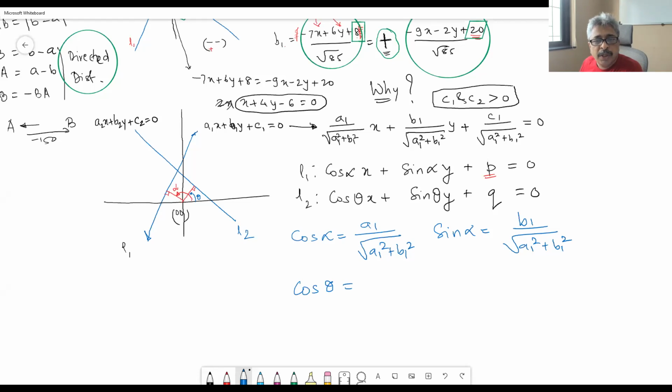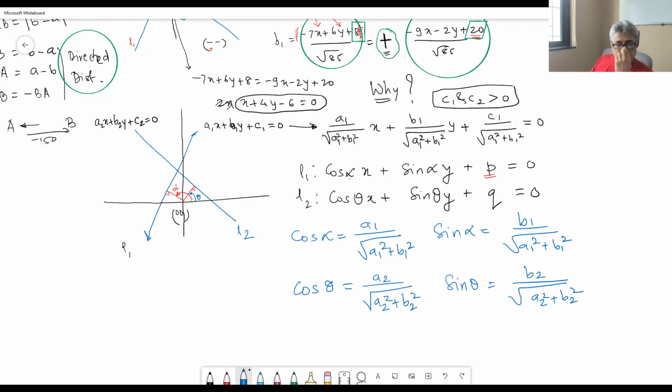Okay. So we are using this as the normal form. We draw normals and indicate this alpha angle with respect to L1 and theta angle with L2. Therefore, we note down what we mean by cos alpha, sin alpha, cos theta. Cos theta is A2 upon radical A2 square plus B2 square, and sin theta is equal to B2 upon radical A2 square plus B2 square. Okay. And now what we will be interested in is cos of alpha minus theta. Understand this. What is the alpha minus theta angle here? This angle, the angle between the two normals.